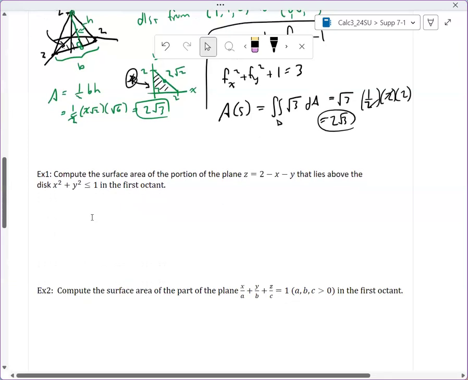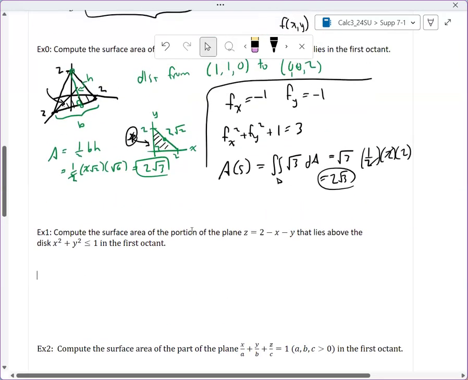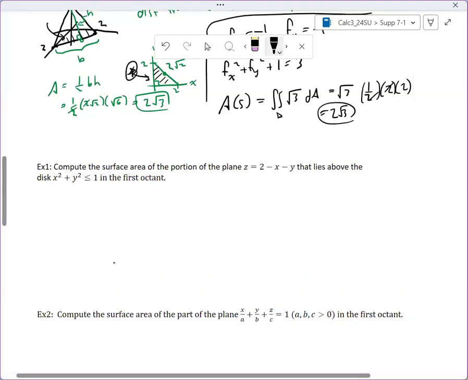Okay, so let's look at example 1 now. Example 1 uses the same plane, but a slightly different region. So let me redraw the plane.